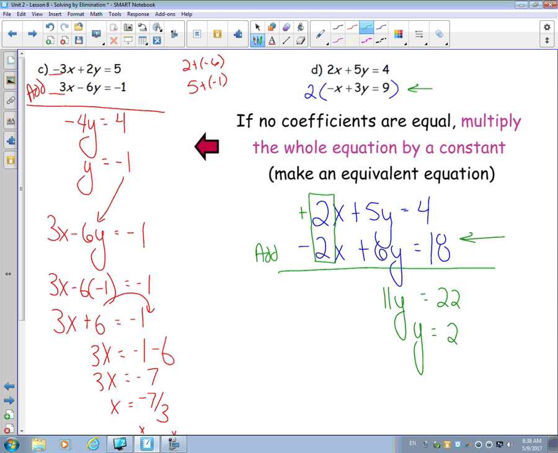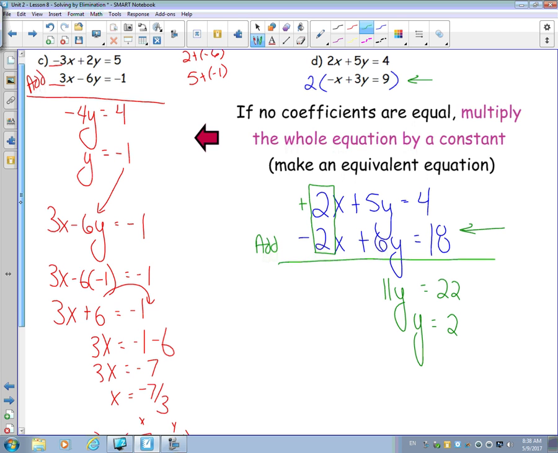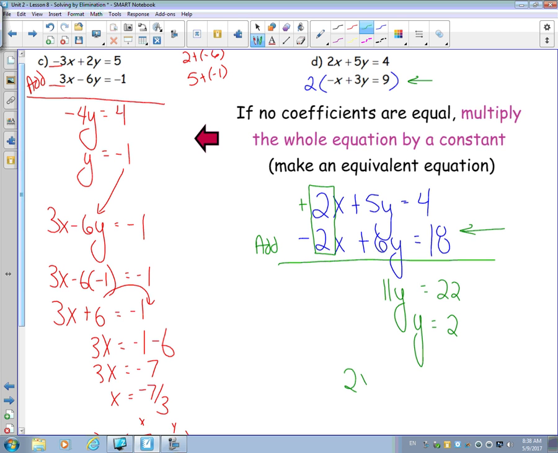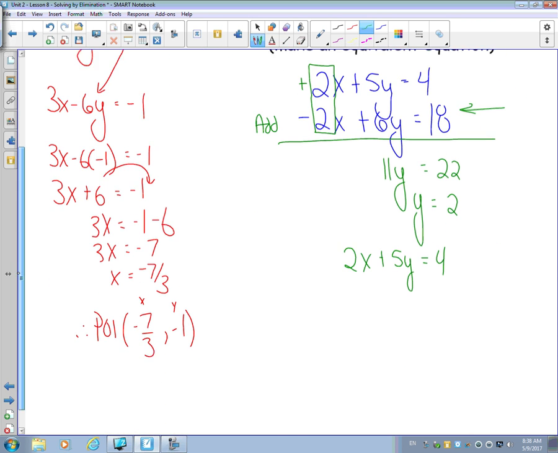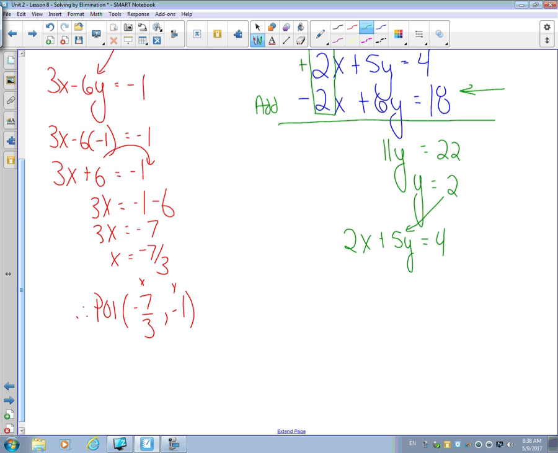Hey, once we do that, the process stays the same. We know y, let's go back and find x. So I'm going to pick an equation. I use the top one this time. 2x plus 5y is 4. I just like that because it's all positives. I could have picked a different one. I know that y is 2. So I'm going to replace it with 2. Get rid of my brackets.